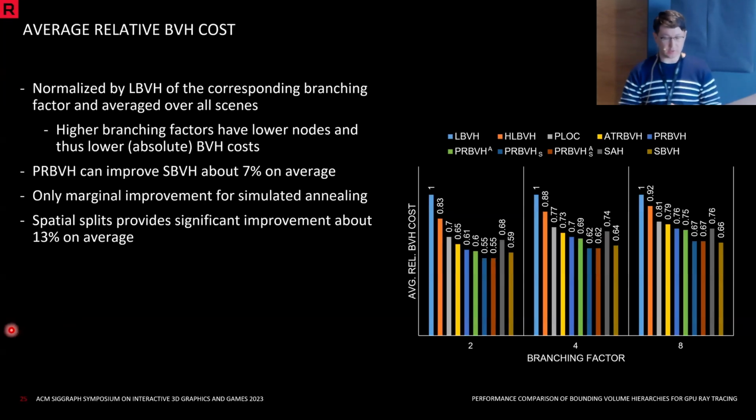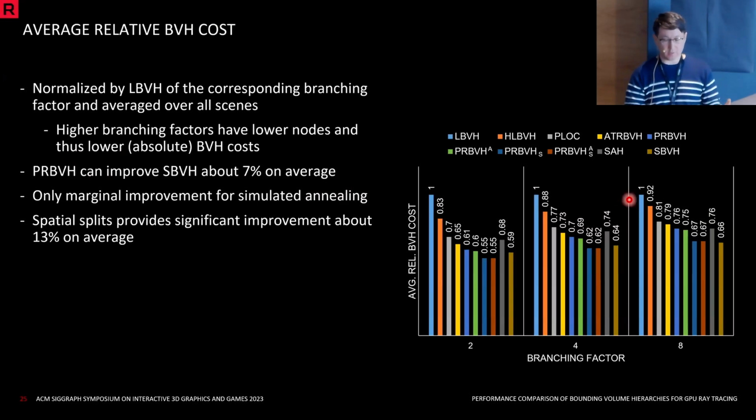So this is the first result. Here I report average results. In the paper, you can find the absolute values for each scene. This is the average over all scenes. To make some meaningful values, we have to do some normalization. In this case, this is for the BVH cost, so lower is better, and we normalize it by LBVH of the corresponding branching factor. So here we have 1, 1.